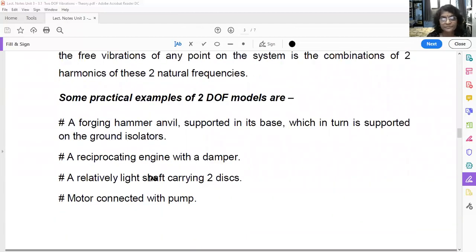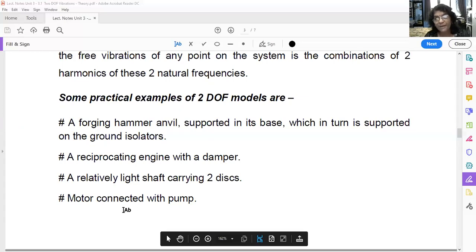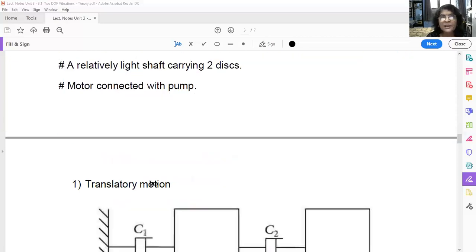If we consider a forging hammer and anvil, which is supported on a base. So one system is the forging hammer, with, say, the anvil, which in turn is supported on the ground isolator. So this becomes a 2 DOF system because there can be separate motion of the anvil and separate motion of the hammer. Then a reciprocating engine with a damper, a relatively light shaft carrying 2 discs, a motor connected with a pump or a turbine connected with a generator. Okay, like this. Let us see the diagrams.